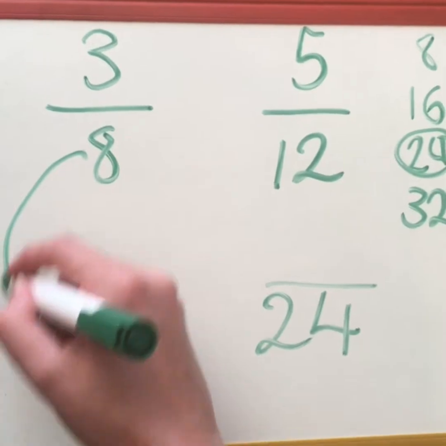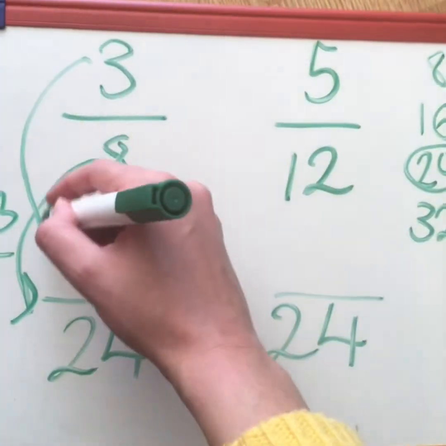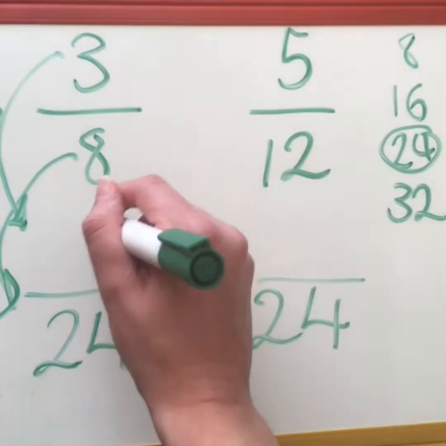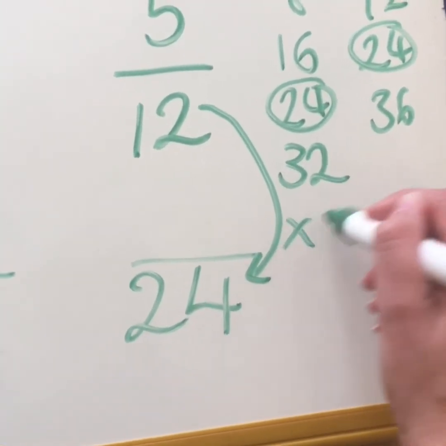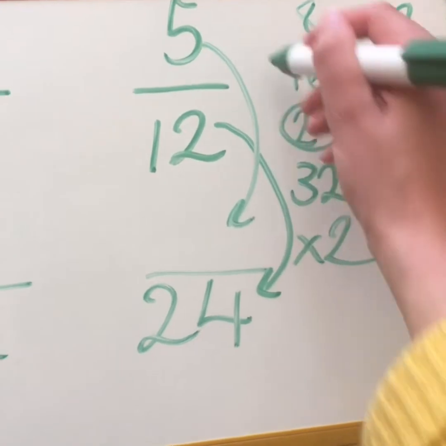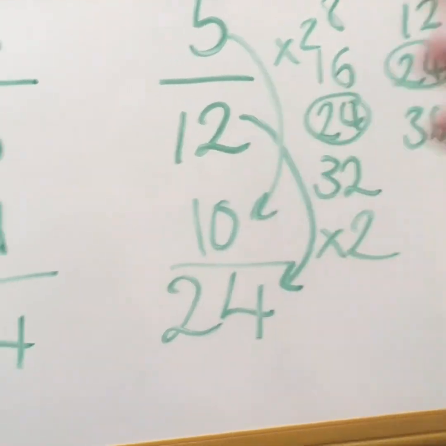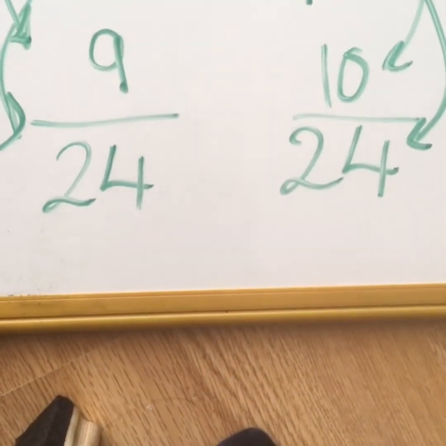So this time I've timesed by 3, so I times my numerator by 3. 3 times 3 is 9. My 12ths, I cut each 12th into 2 to get to 24. So 5 times 2 is 10. Which one of my fractions is larger?